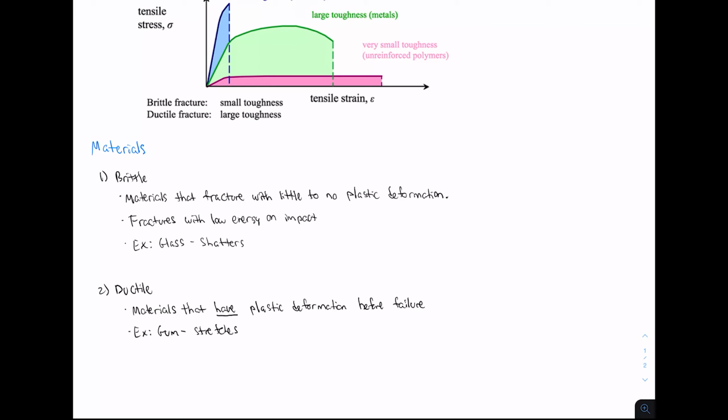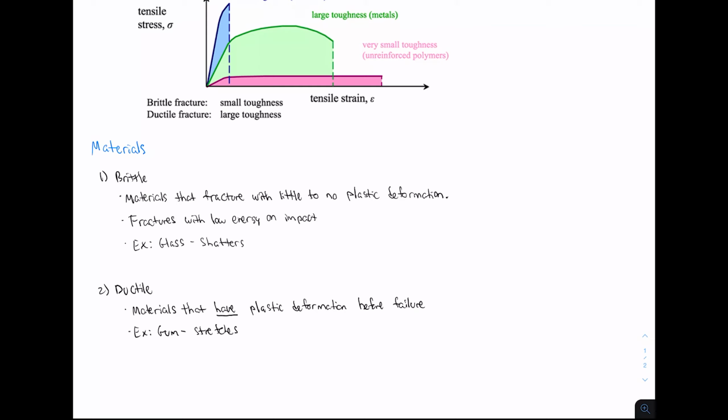Okay, then we have ductile materials. They are going to have plastic deformation before they fracture. It's kind of an extreme example, but if we think about gum, that's going to have a lot of strain once we pull that apart. It's going to stretch quite a lot, and then at some point it will fracture, or basically break apart. Okay, so we have these two different classifications here.